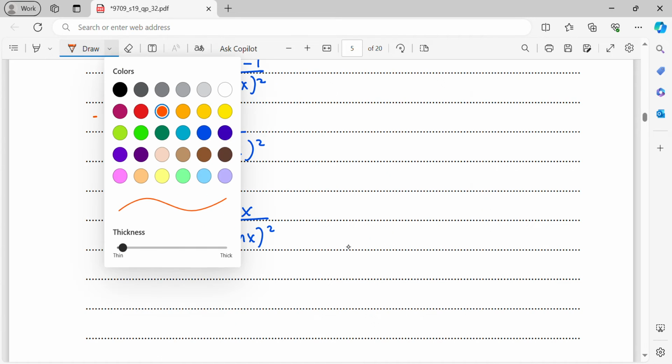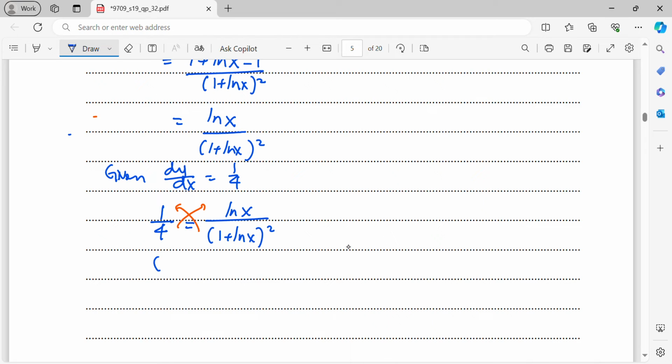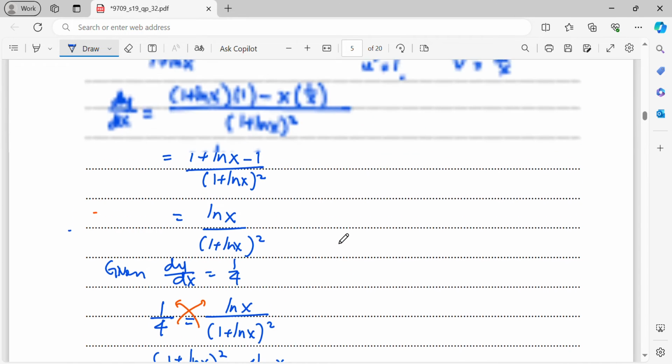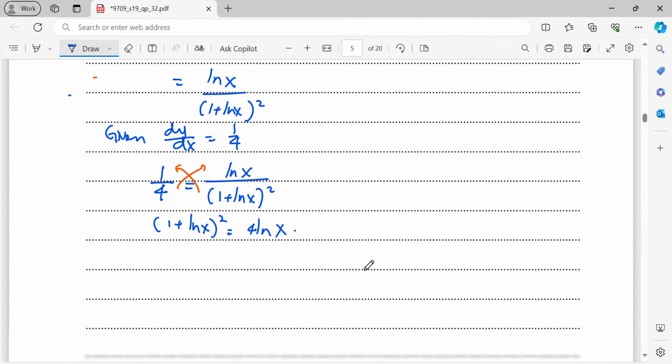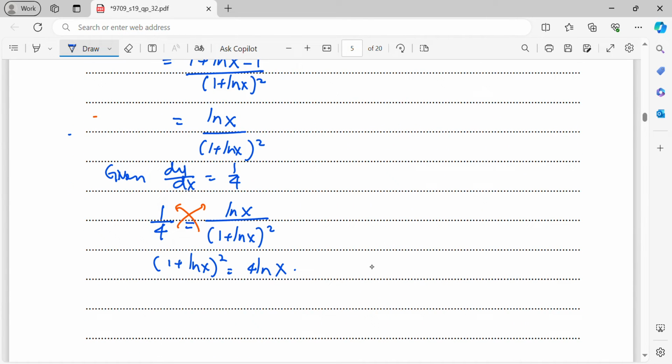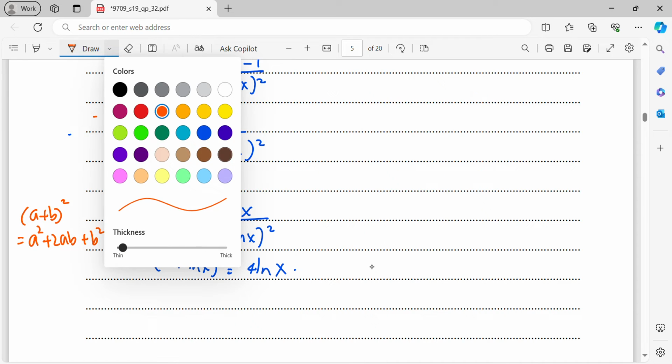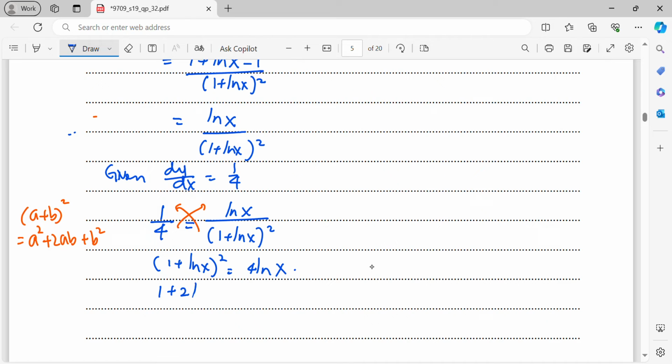Okay, so when we cross multiply, we get (1 + ln x)² = 4 ln x. The question asks for the exact coordinates of the point, which means you need to find the exact value of x. So from here, I will expand the quadratic. That is (a + b)², which gives a² + 2ab + b², so we get 1 + 2 ln x + (ln x)².